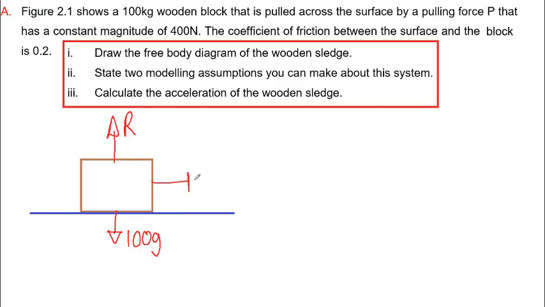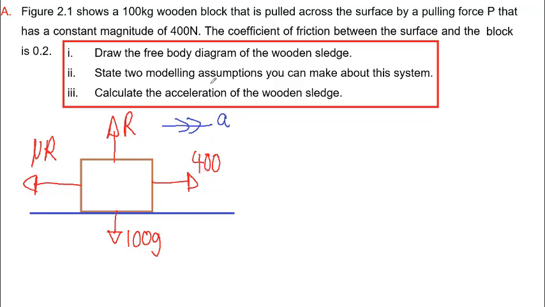We also have a pulling force P, with a magnitude of 400, and we have a friction force opposing the motion. Friction force is equal to mu times the reaction force. That's the friction force. And the block is moving in the right direction, like so. And it's accelerating, it's getting faster. So this is the direction of the acceleration.